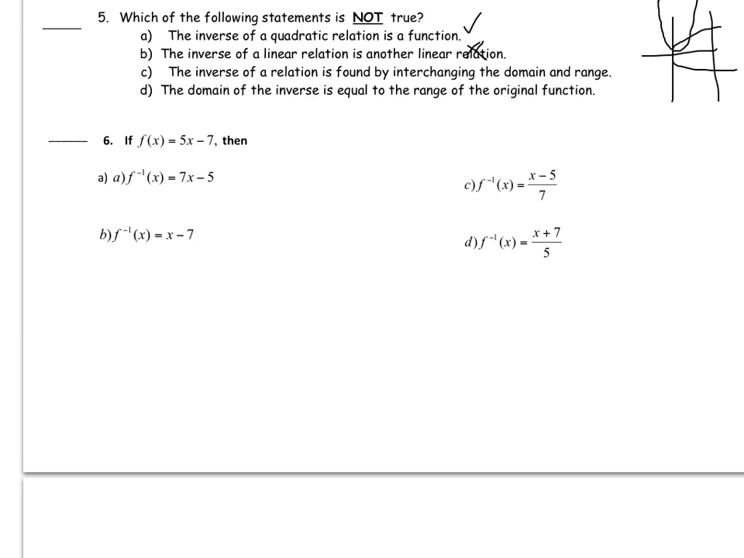The inverse of a relation is found by interchanging the domain and range. This is true, but this question wants not true, so this is not the answer. The domain of an inverse is equal to the range of the original function. Again, this is true, but this question wants the one which is false, so this is not it. So the answer is A in this case.